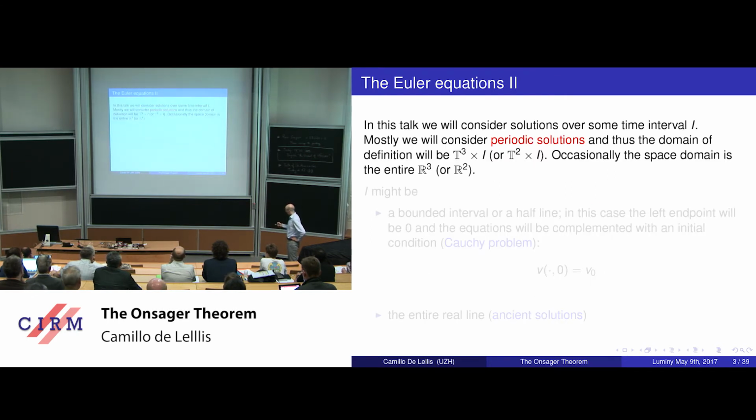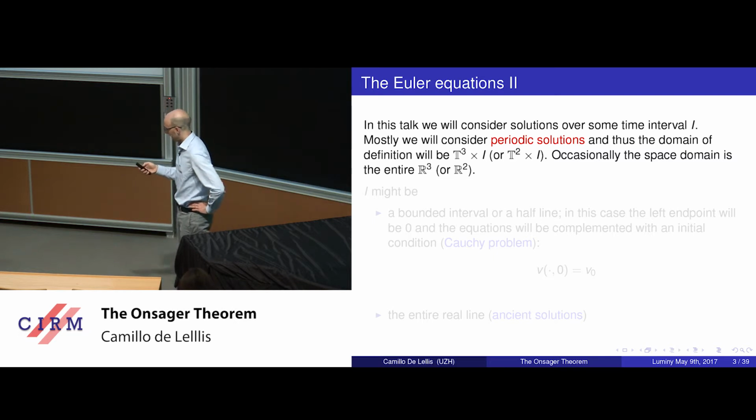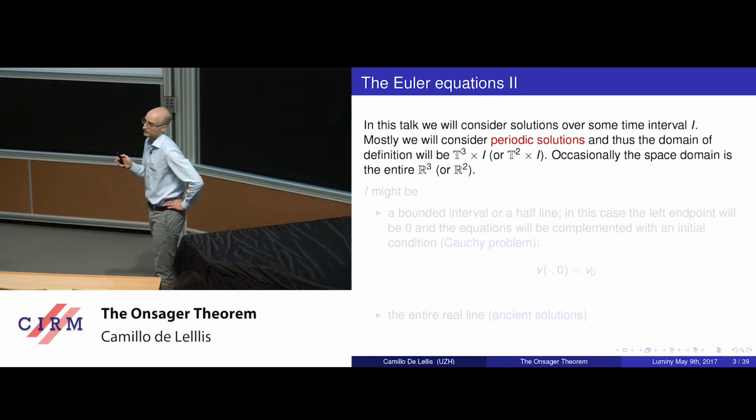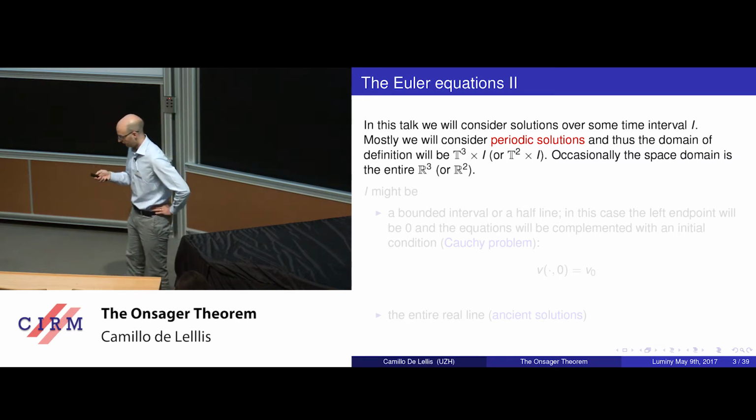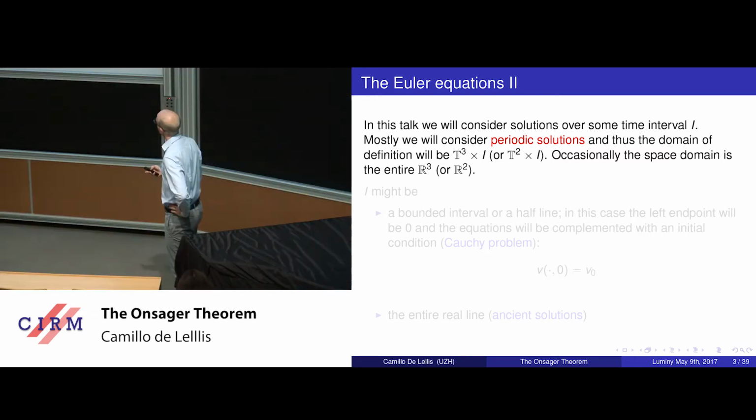Okay, so in this talk I'm going to consider solutions over some time interval. Most of the time they are periodic solutions, so we're assuming that they are defined on the periodic torus. And of course the dimensions of interest for the space are the 3-dimensional space and the 2-dimensional space. Now, occasionally I will also assume that the space domain is the entire 3-dimensional space or the entire 2-dimensional space, but without assuming periodicity of the solution. I will warn you when that is happening. So if nothing is written down, then I'm assuming that the solution is periodic.